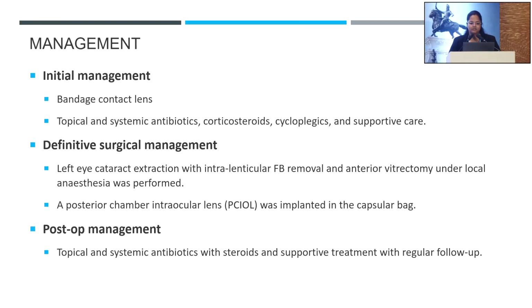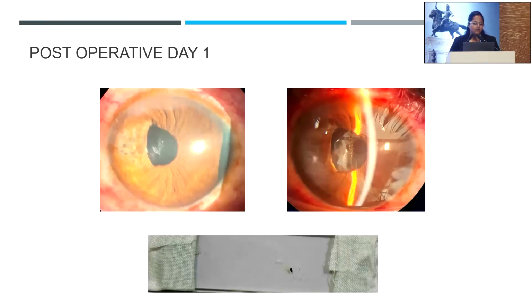Definitive treatment was left eye cataract extraction with intralenticular foreign body removal and anterior vitrectomy under local anesthesia, and a posterior chamber PCIOL was implanted in the capsular bag. Topical and systemic antibiotics were given postoperatively, and steroids and supportive treatment with regular follow-up were advised. The post-operative day 1 photo shows that the corneal tear repair was done, and the second photo shows the slit lamp picture showing the IOL, and the foreign body retrieved was also shown.